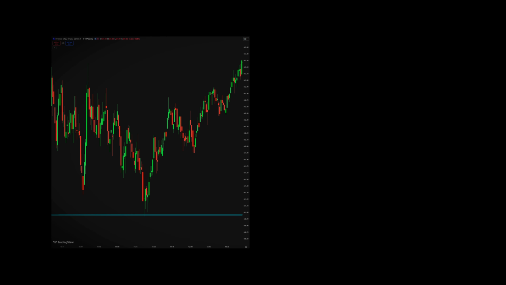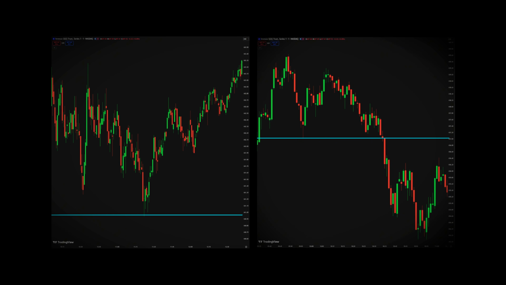The frustrating part wasn't when the level broke. The frustrating part was that I couldn't tell the difference between a level that had a high probability of holding and one that was likely to just get blown right through. They looked identical on my chart because I was reading price. I wasn't reading the market auction. And those are two completely different things.